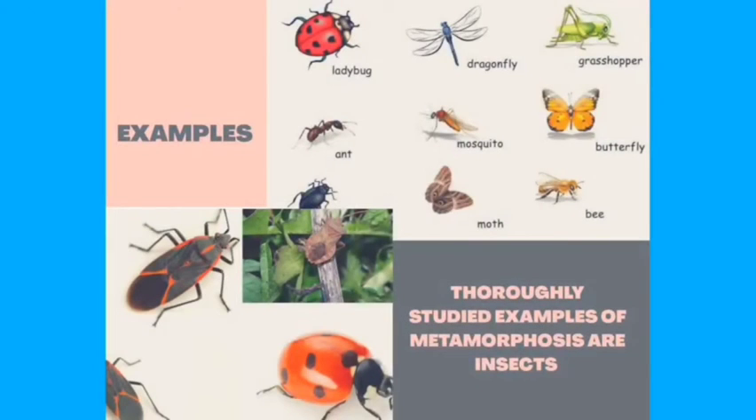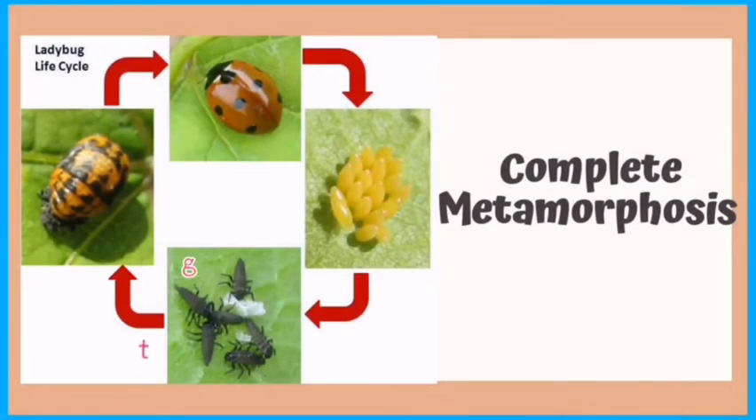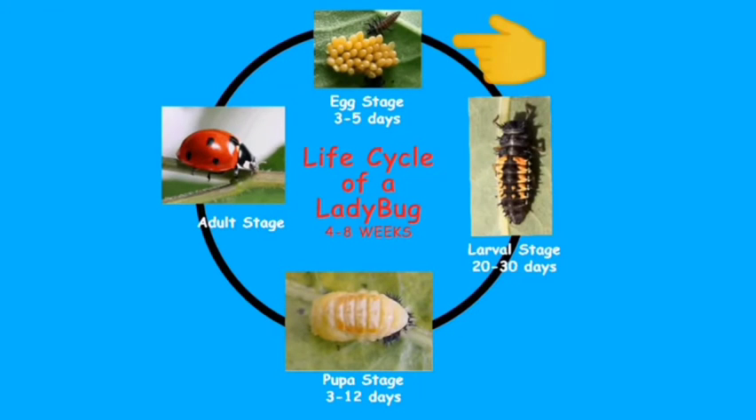Among the most dramatic and thoroughly studied examples of metamorphosis are the insects. Why? Because development is not the same in all insects, and it is convenient to group them into major categories according to the pattern of structural changes. Number 1. Complete metamorphosis. During a complete metamorphosis, an animal will go through 4 different stages in its life cycle. Example, a ladybug. The first stage is eggs. An adult ladybug lays eggs on a leaf. Then, followed by the second stage, larva.